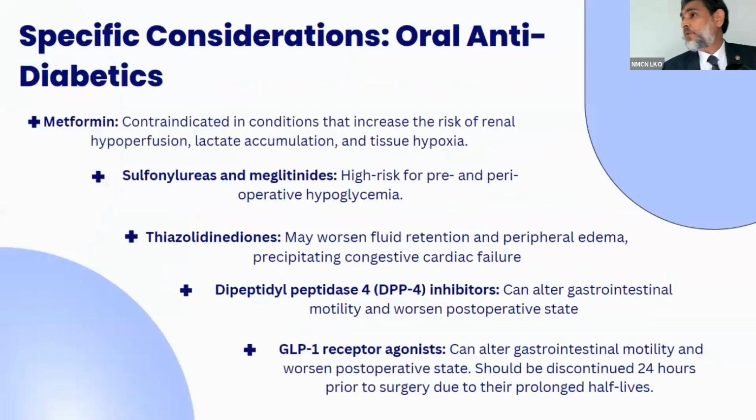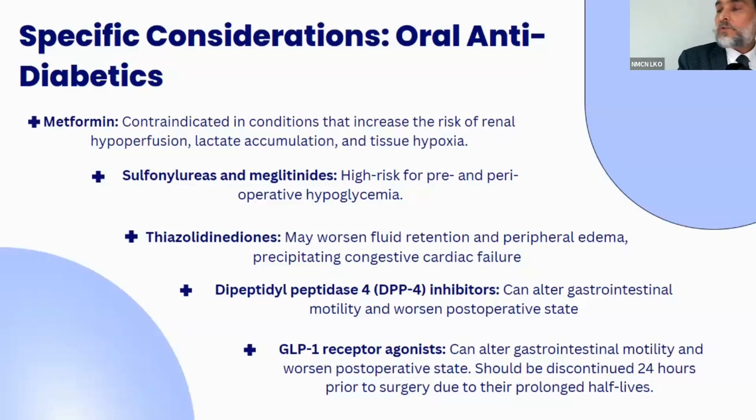Metformin is the most common drug used for diabetics, and it should be avoided. Actually, it is contraindicated in conditions that increase the risk of renal hypoperfusion, lactate accumulation, and tissue hypoxia. Sulfonylureas, as I said, and meglitinides are a high risk for pre and perioperative hypoglycemia. They have a very long half-life. Thiazolidinediones may worsen fluid retention and peripheral edema, and should be avoided if there is congestive cardiac failure.